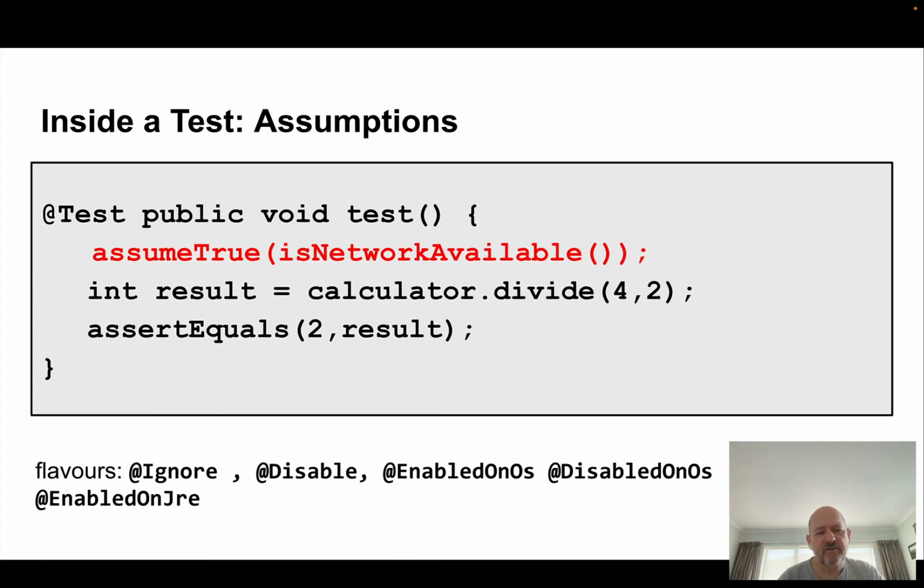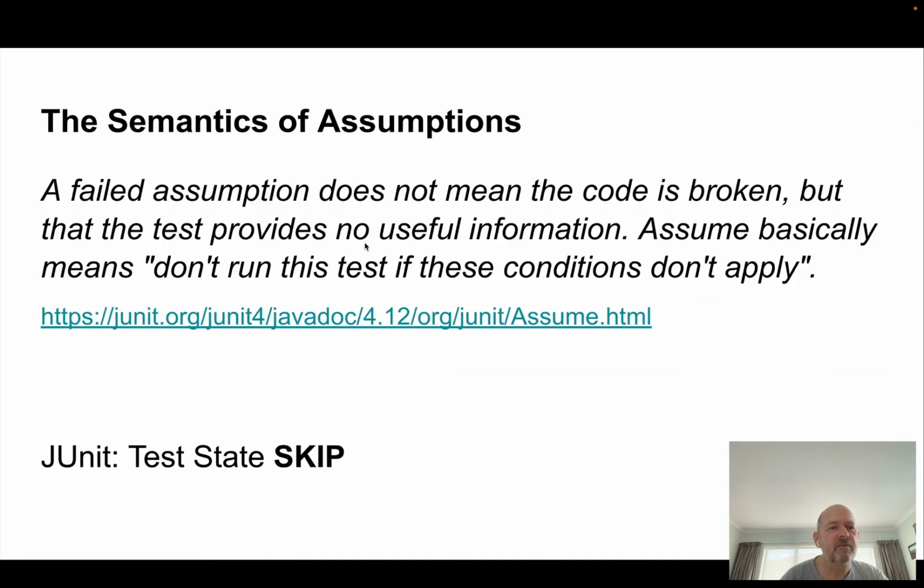There are a couple of hidden flavors in testing frameworks like JUnit, which basically also do assumptions, something like ignore, disable, enable on OS, disable on OS, enable on JRE. Some of them have parameters where I can actually provide the operating system where I want to enable or disable the test, and so on and so forth. But that's kind of the raw version of assumptions you have in the framework.